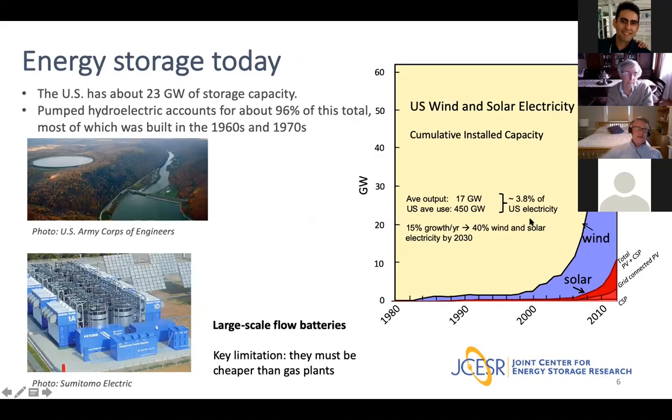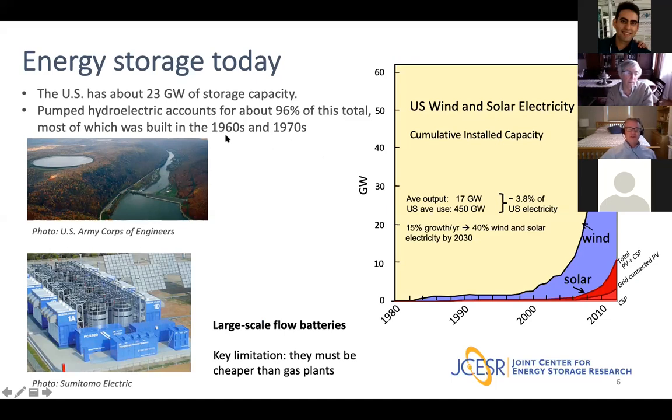Today in the US, we have about 23 gigawatts of energy storage capacity. 96% of that looks something like this. This is just pumped water. So what you do is you have a power plant here, you have a topography of land where you can have a high elevation. So when you have excess capacity at night, you pump the water up and then you let the water come back down.